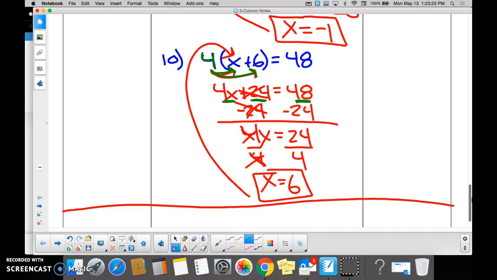Addition. How do you undo addition? Subtraction. So once we took care of all that, we had 4x equals 24, right? What's the goal? Get the variable alone. What's being done to the variable? Multiplication. How do you undo multiplication? Division. Any question?